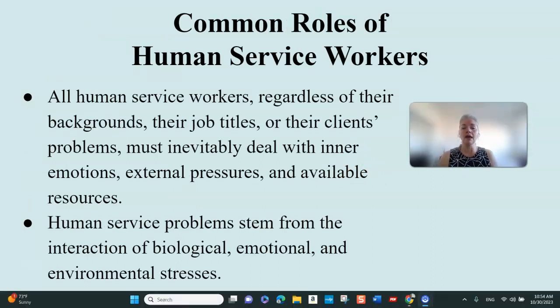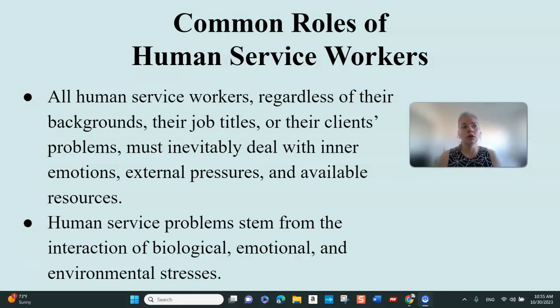We all have common roles, right? Regardless of what our job title is or our specific assignments. Ultimately, what we're trying to do is we're helping clients address the various problems, right? That may include helping them process the emotions surrounding those challenges, helping them manage both the internal and external pressures being placed upon them, and helping them gain access to important resources that can work towards solutions.